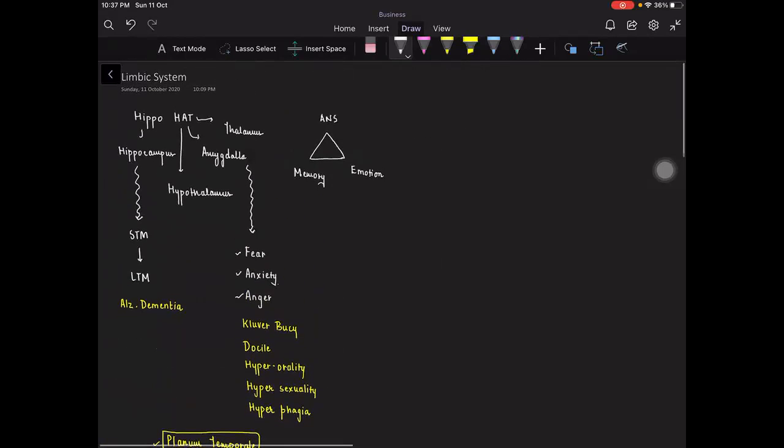Any doubts or anything in your basics, very basics of your limbic system? Don't feel awkward if you feel your doubt sounds silly or anything.